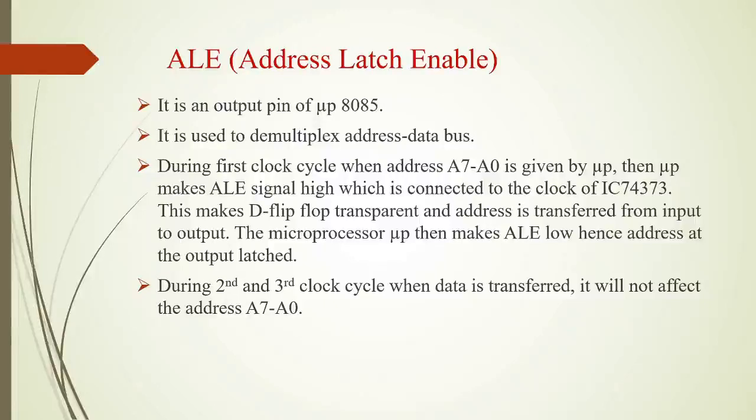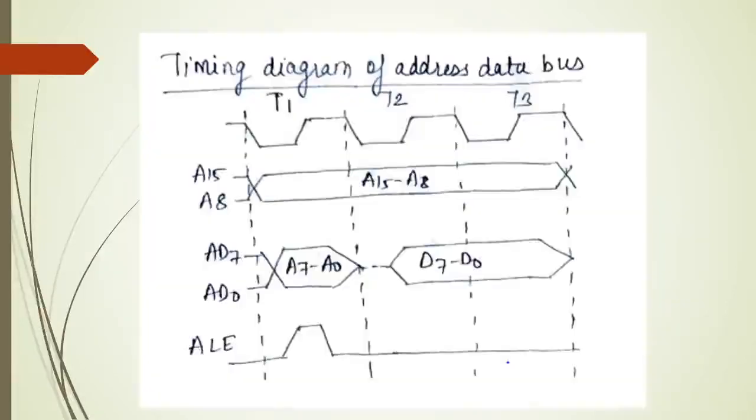Now the next pin is ALE, that is address latch enable. It is an output pin of the microprocessor 8085. As you know, it is used to demultiplex your address data bus. The name itself suggests that it is going to latch your address during the first clock cycle. In the previous waveform you can see that during the first clock cycle ALE is high, and during the second and third clock cycle ALE is low.